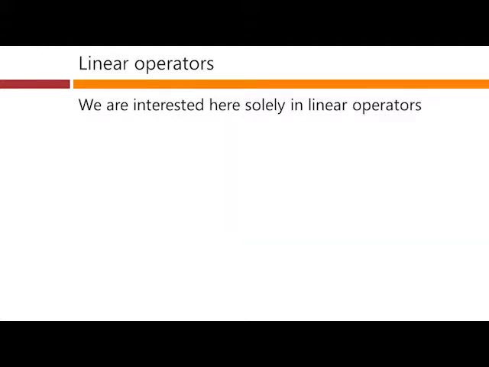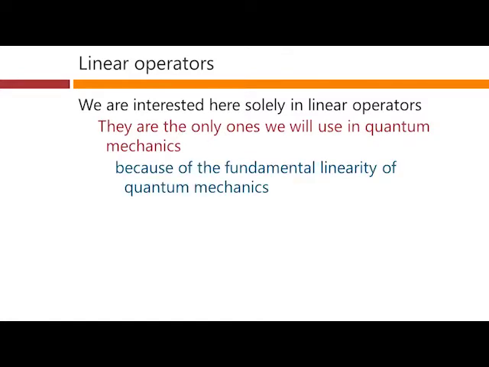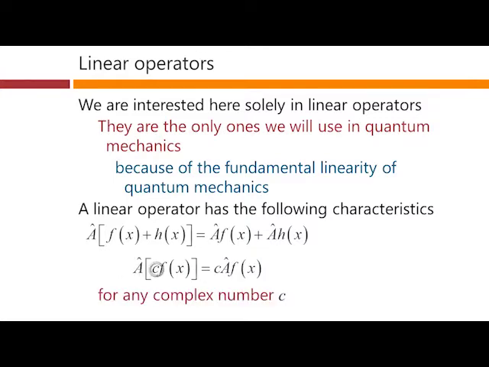Now, we are interested here solely in linear operators. They're the only ones we will use in quantum mechanics, because of the fundamental linearity of quantum mechanics. A linear operator has the following characteristics. A operating on the sum of two functions here must be the same as A operating on each function separately and added together. And A operating on some number times a function must be the same thing as the number times A operating on the function, and this should work for any complex number.